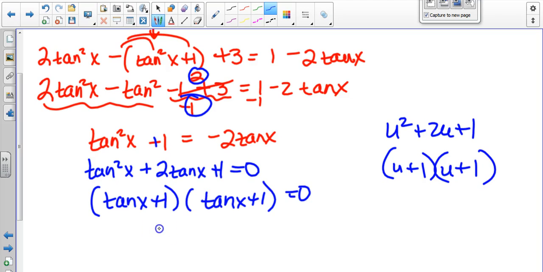So the only place I have a solution is where the tangent of x equals what? Negative 1. Now remember, tangent's not on your unit circle. You have to think carefully. 7 pi over 4 I heard. Is that true? Okay, where else?